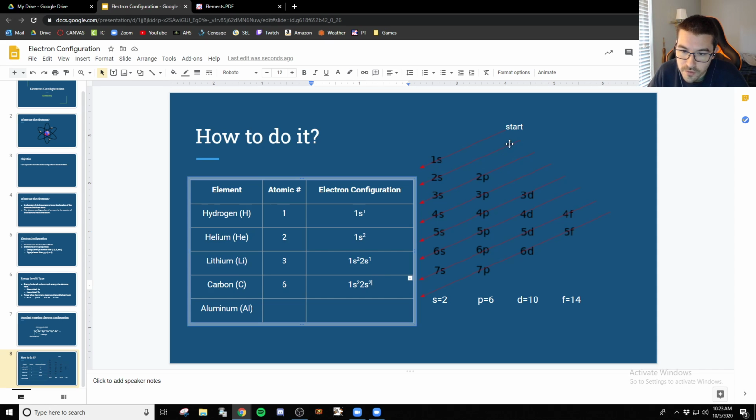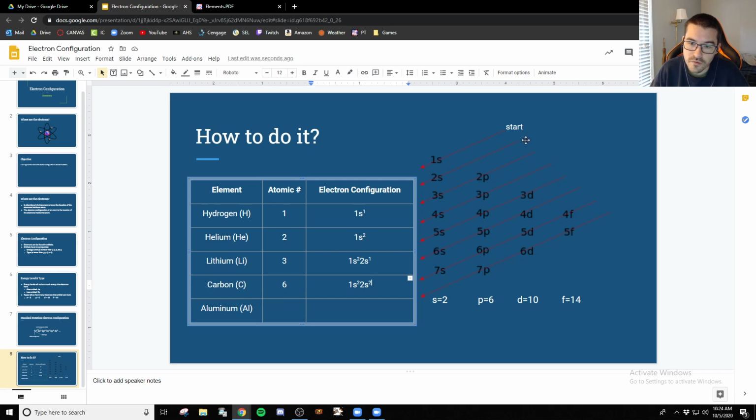Well, that's where we have to consult the chart again. I get to the end of this line here, 2s. I filled that up. Get to the end of the arrow, go to the beginning of the next arrow. Come on down. 2p is the next place I go to. It's not 3s. I'm not just going straight down this list. I'm following the red lines. The red diagonal arrows are what I'm using to determine the order.